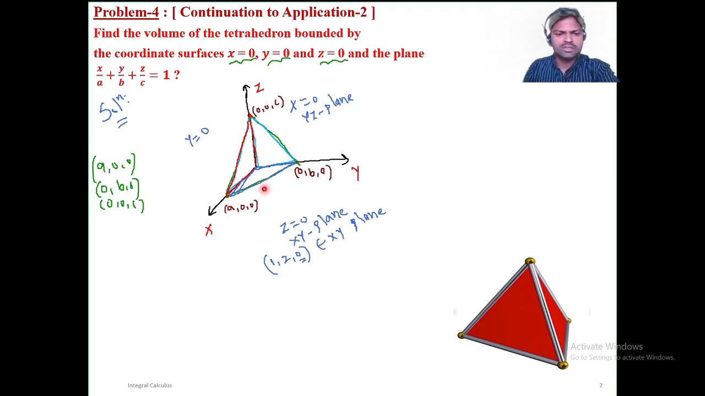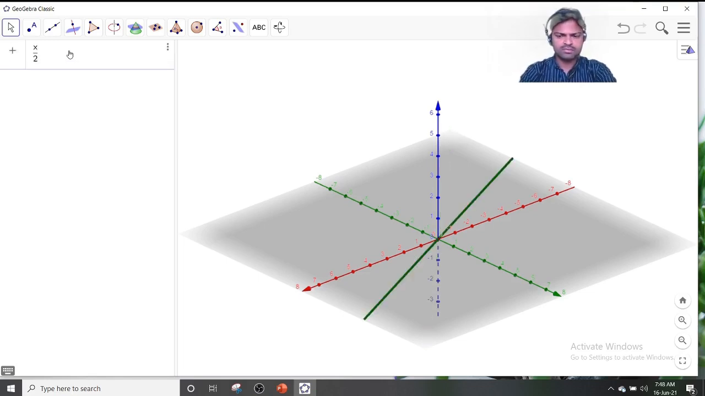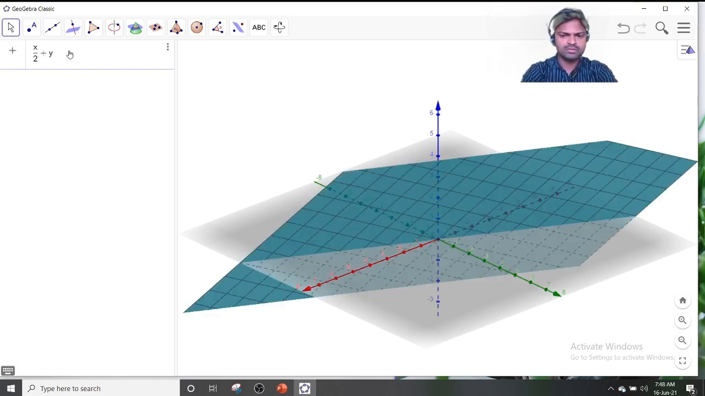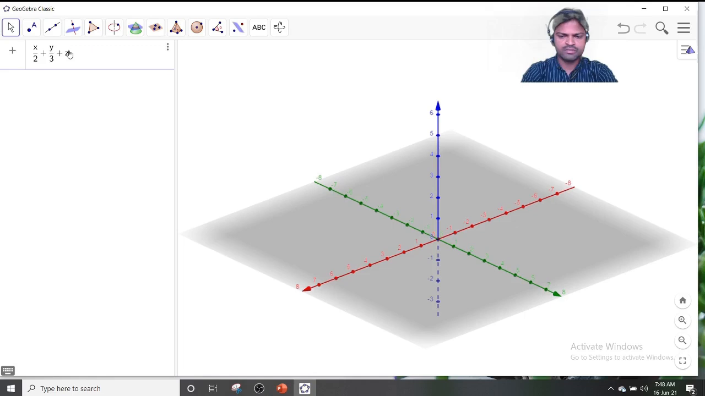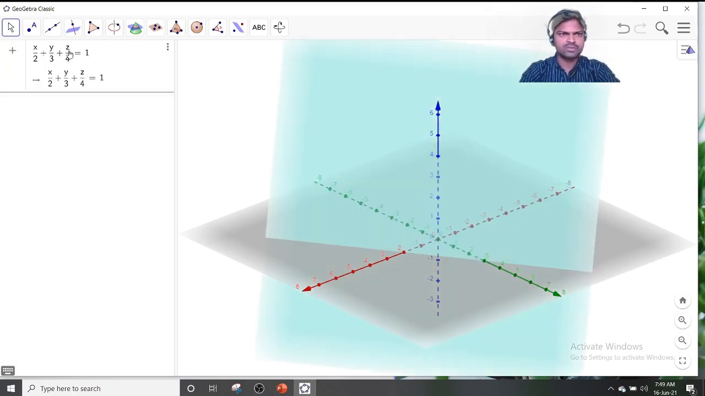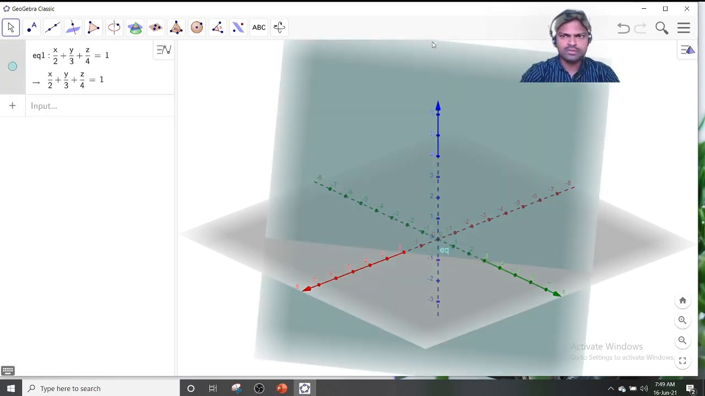You look at once, I will show you. Now look at here, let us take one example, x by 2 plus y by 3 plus z by 4 is equal to 1. Let us take this one. Now this one, let's take in a different color.